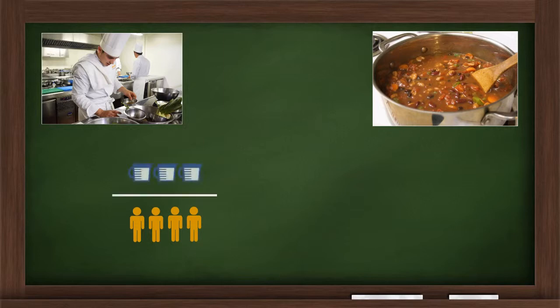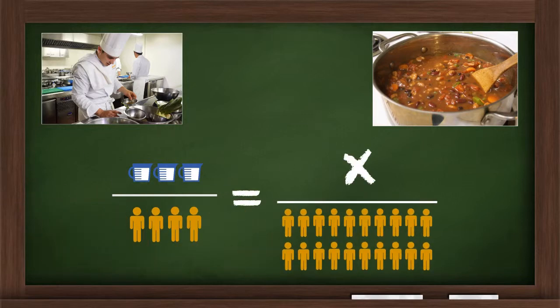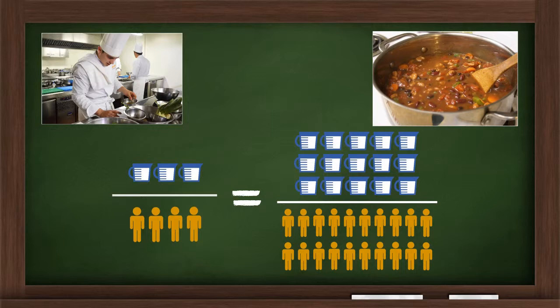If you need 3 cups of water in your soup for the recipe that feeds 4 people, here's a proportion for how many cups of water you would need in your soup to feed 20 people. Do this with the rest of your ingredients and you've got a restaurant-sized batch. This is just one example of proportions in the real world, but lots of other jobs use them.